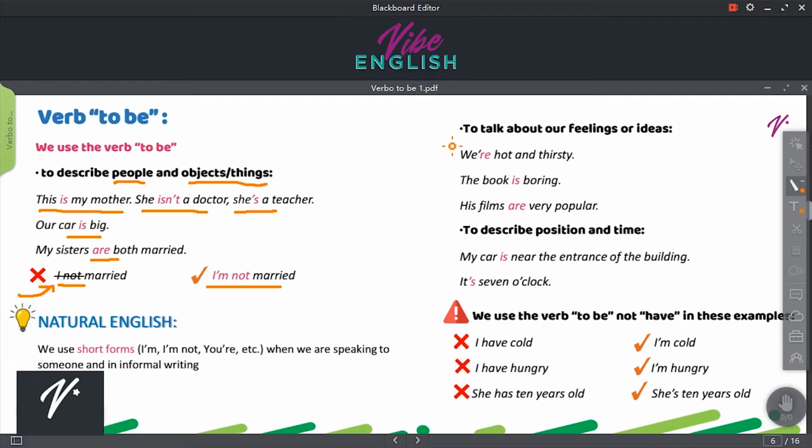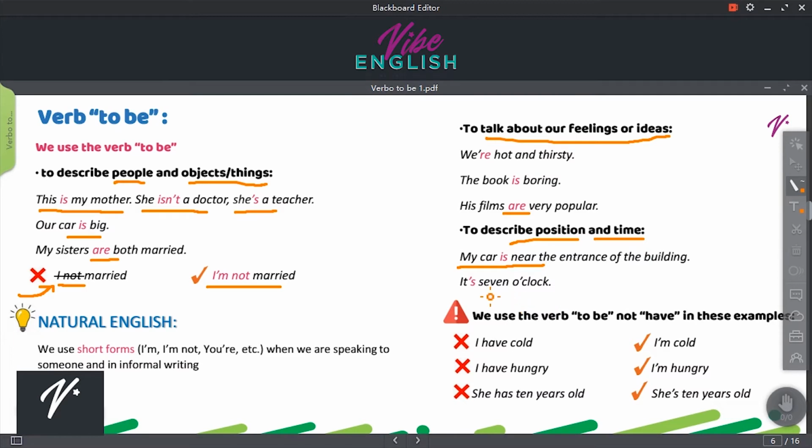We can also use the verb to be to talk about our feelings or ideas. For example, we're hot and thirsty, the book is boring, his films are popular. And also we can use it to describe a position or time. For example, my car is near the entrance of the building and it's 7 o'clock.